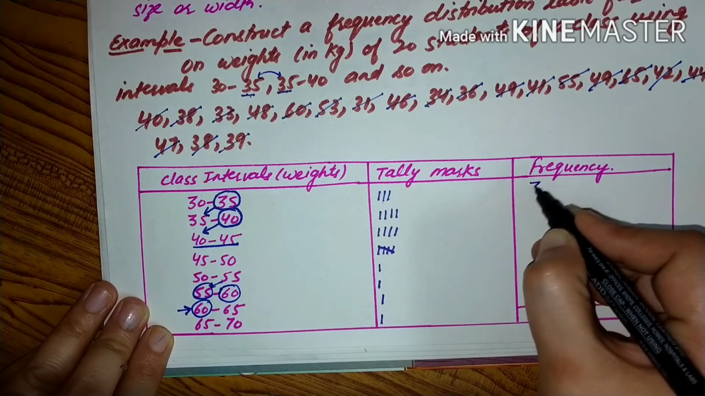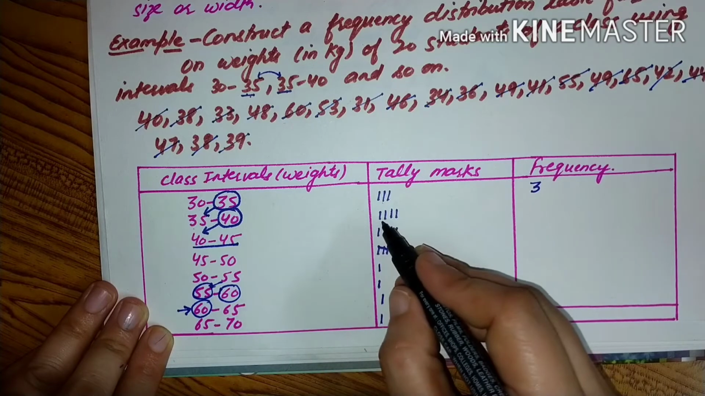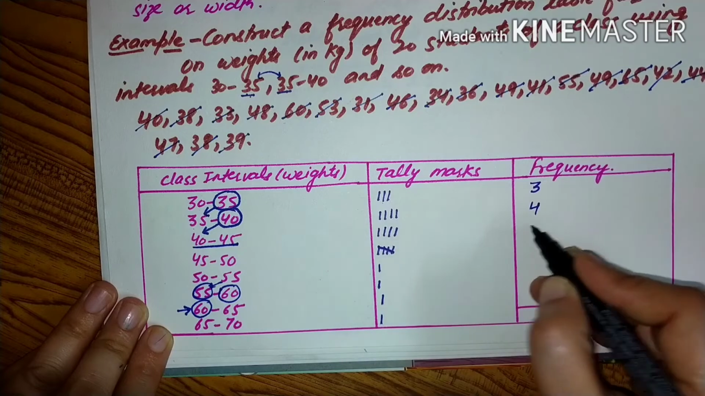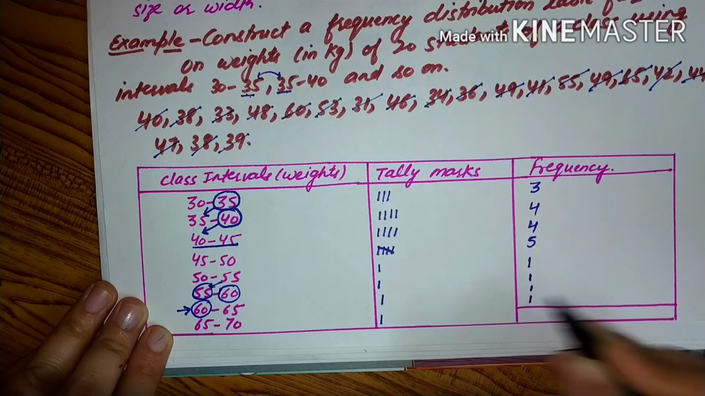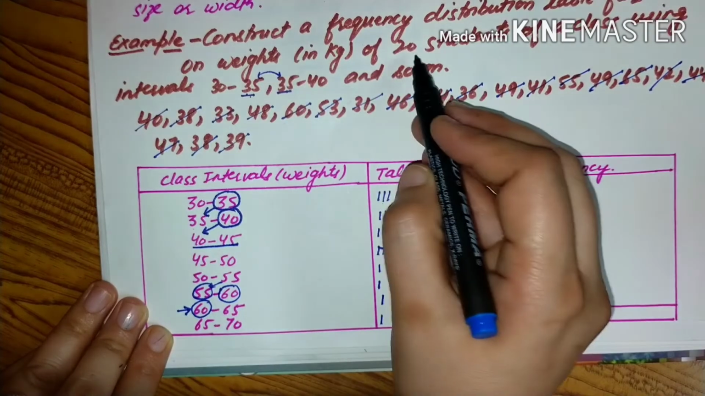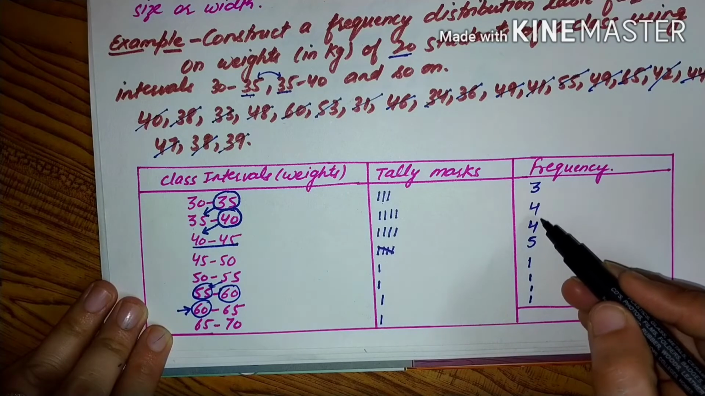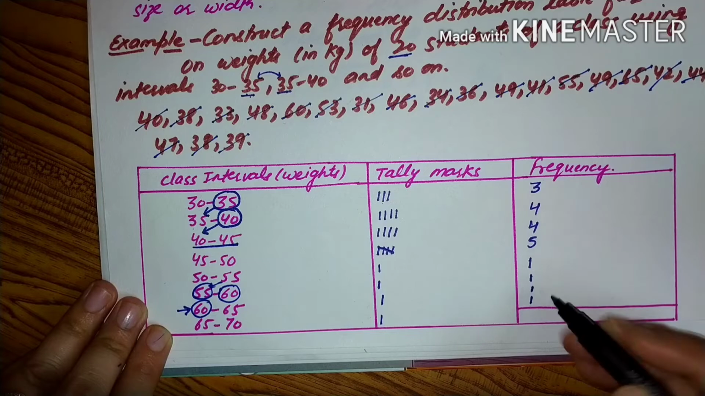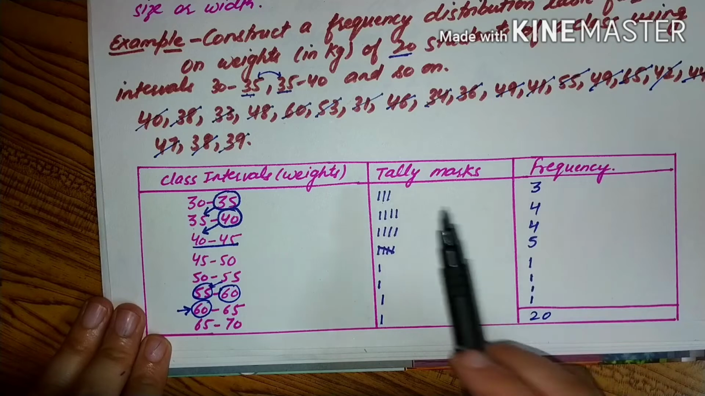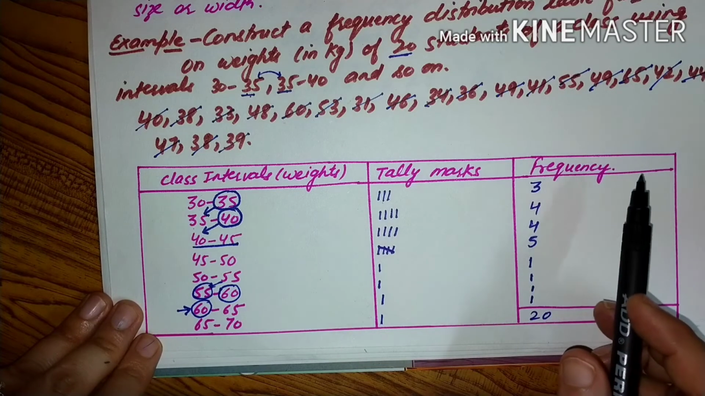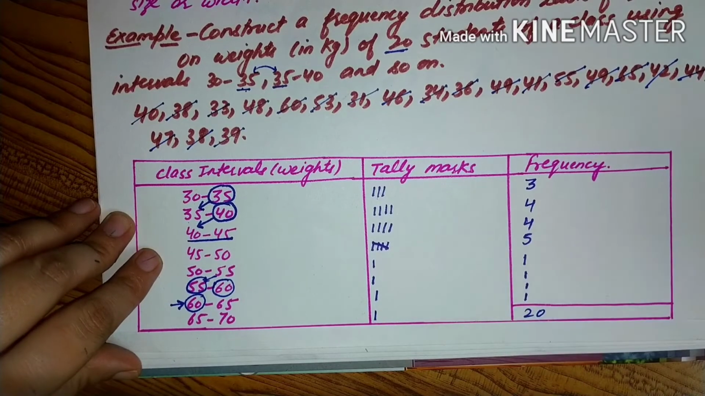3 tally marks are there, so 3 frequency means number of times it is coming. 1, 2, 3, 4, then 4, then 5, then 1, 1, 1, 1. The total should be 20 as we have taken the data of 20 students. So you can add them. You can see the total is 20. So that means we have made a frequency distribution table here. So after that we will draw the histogram.